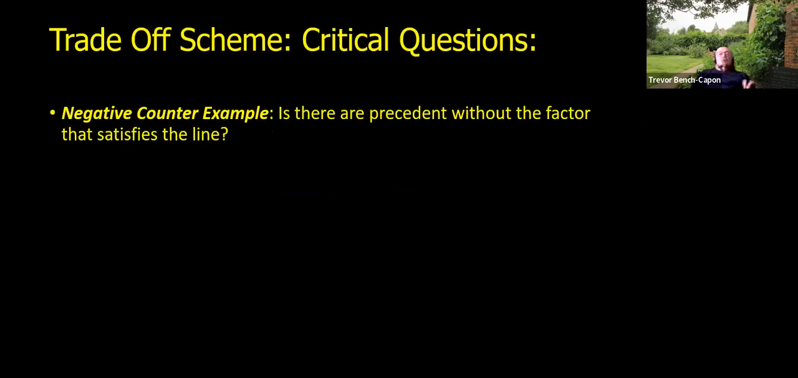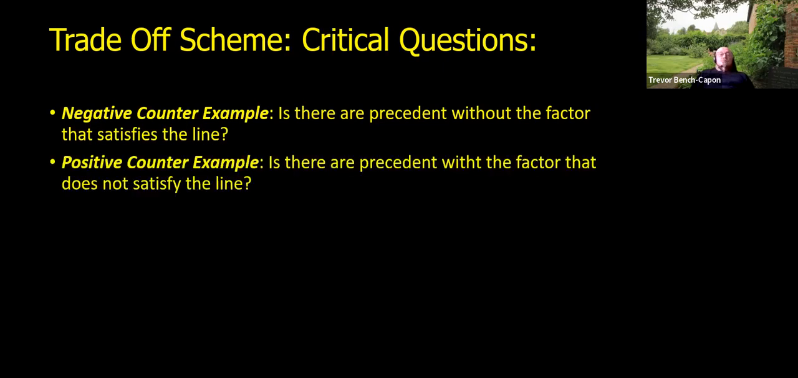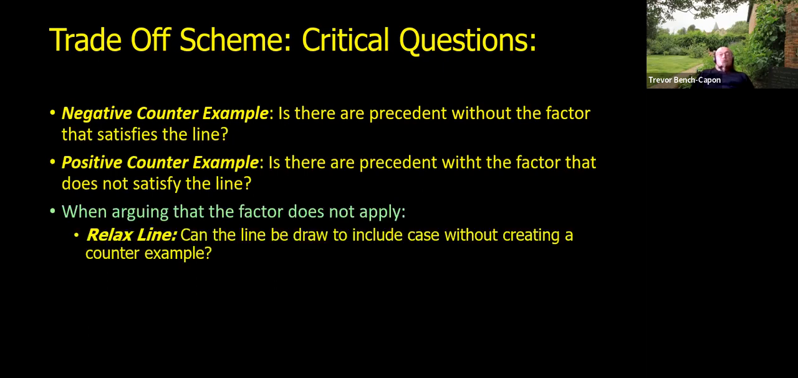Critical questions can be a negative counterexample, a precedent which satisfies the line but which does not have the factor. A positive counterexample, a precedent with the factor which does not satisfy the line. And if the factor does not apply, the line should be relaxed, moved downwards in my example, so that we can include the case without creating any counterexample.